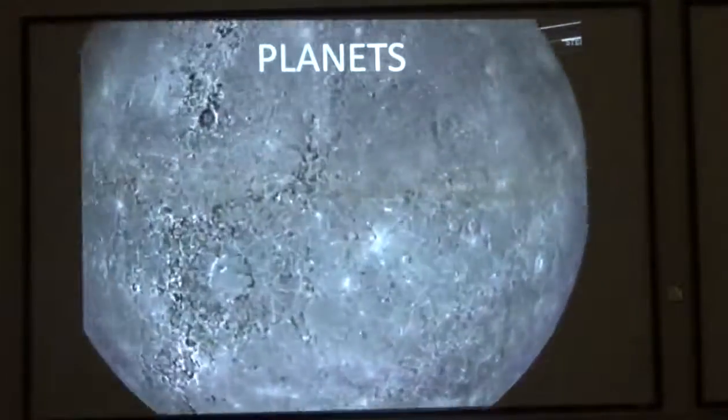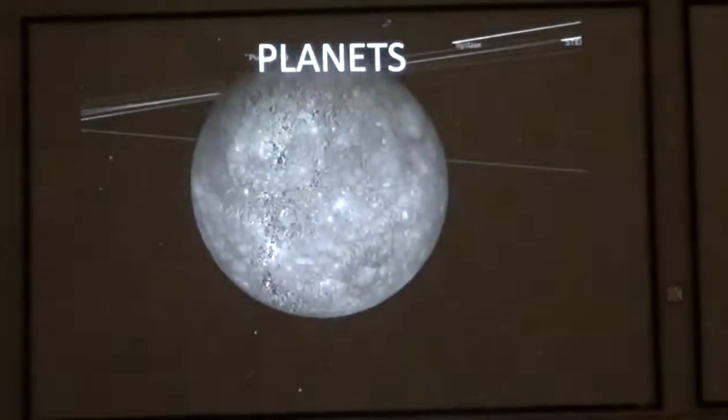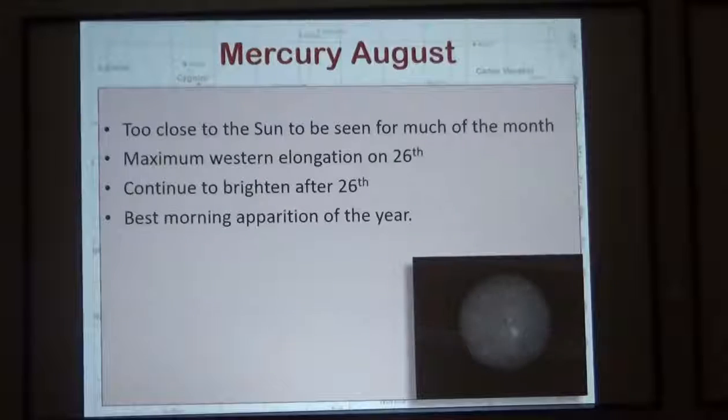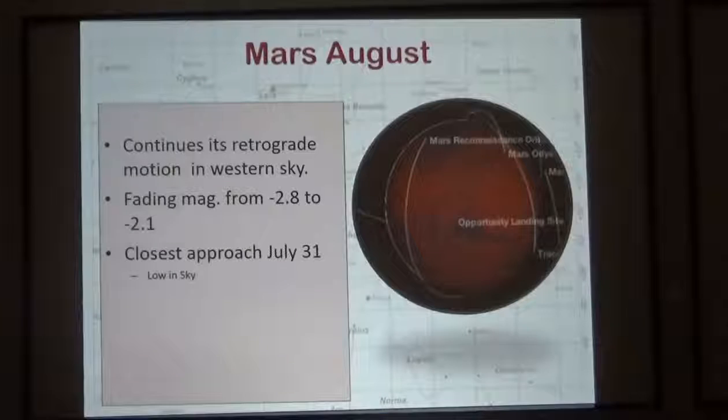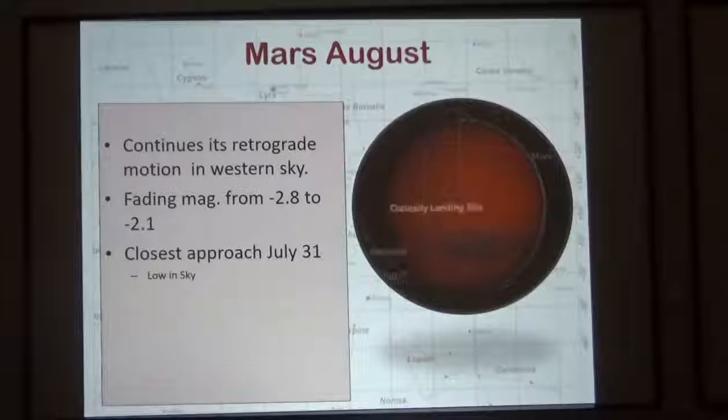Anyways, let's talk about some of the planets we have. Mercury, unfortunately, is a little too close to the sun to do any observing, but apparently it's going to get a little bit brighter towards the end of the month. Having said that, we have Venus. Because of the geometry involved, the observing conditions would be unfavorable, so we won't be able to see it. That's why I put it second to Mercury, because of the innermost planets. Of course, Mars. I'll talk a little bit more about Mars.